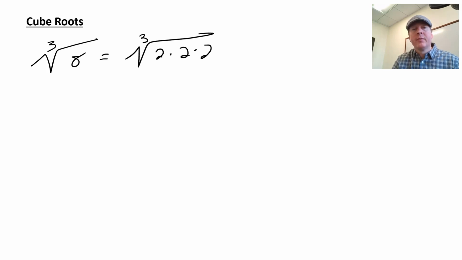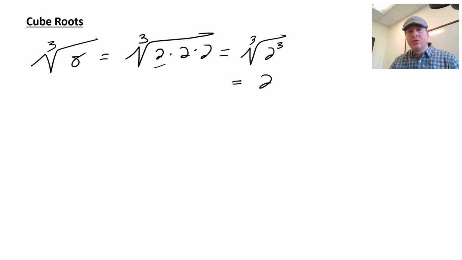A little more on cubed roots. The cubed root of 8 is 2 times 2 times 2. And I've got to write the 3 in here. It is the cubed root of 2 cubed. The cubed root and the cubing cancel each other, so it is simply 2. You see a 2 appear 3 times, you pull it out once.